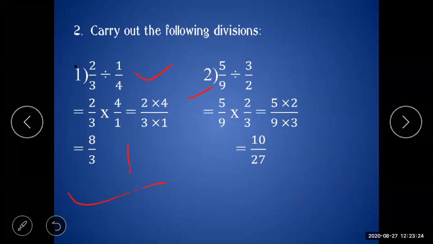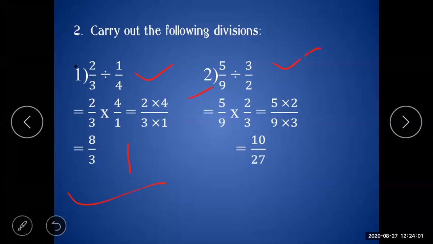I hope everyone has understood the first sum. Once again, I will repeat it. 2 upon 3 will remain as it is. The division we will change and convert into multiplication. As we convert into multiplication, it becomes reciprocal. So 1 upon 4 will convert into 4 upon 1. So here we have to multiply 2 into 4 and 3 into 1. So 2 4s is 8 and 3 1s is 3. Now moving to our next sum. The next sum is 5 upon 9 divided by 3 upon 2.